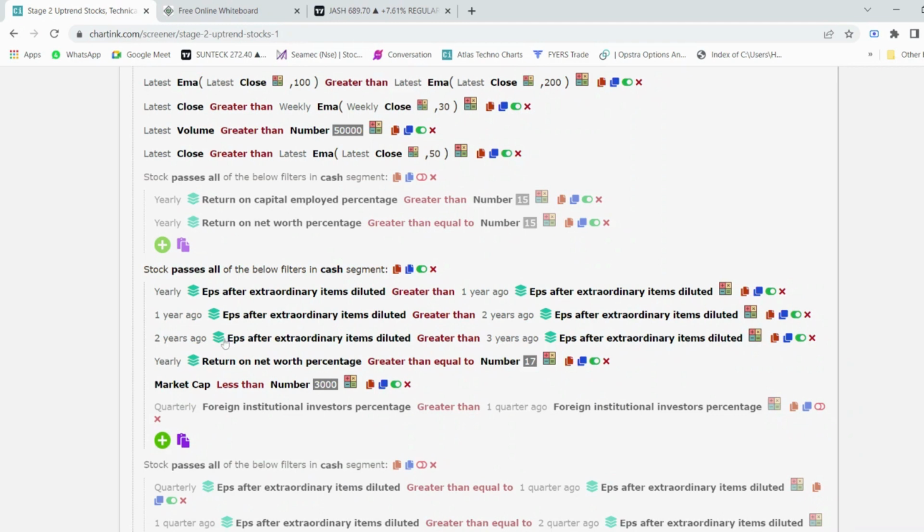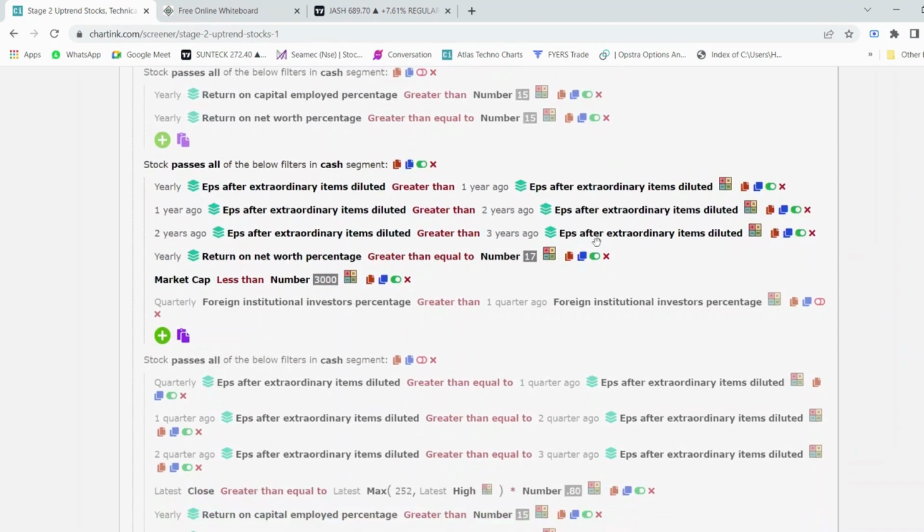So we are using this criteria to filter out stocks where the earnings are also improving. And market cap is less than 3000 also. I have also applied ROC and ROE in this criteria, so that you can filter out more.